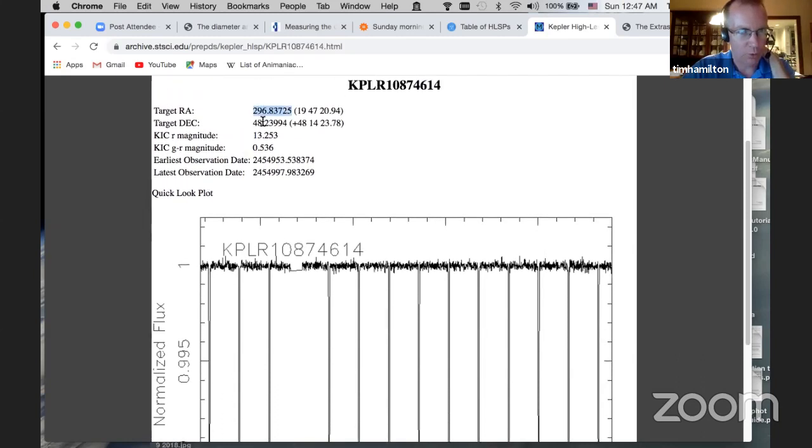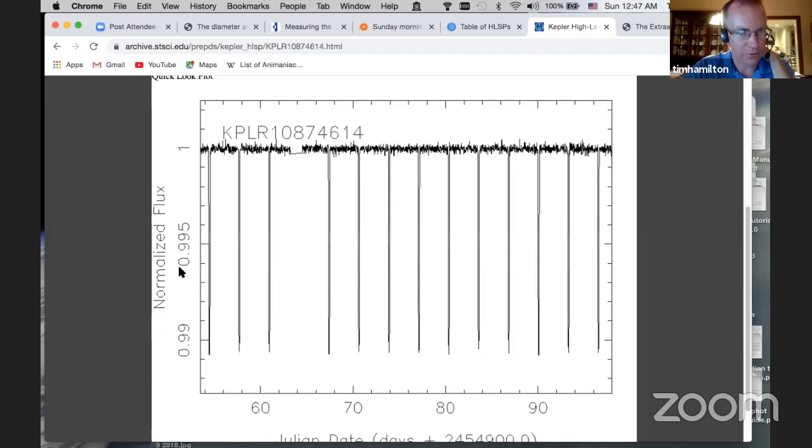Here we have the coordinates for the star. We have KIC, that means Kepler Input Catalog. Generally, we don't need to really deal with that, but it tells us the brightness of the star, in this case, in the red filter magnitude. And then the color, and the earliest and latest observation dates.